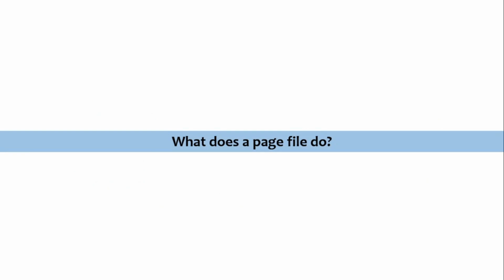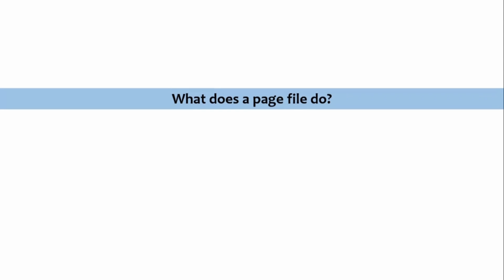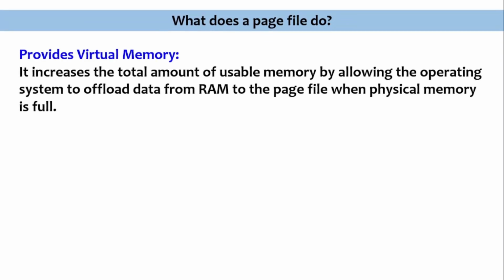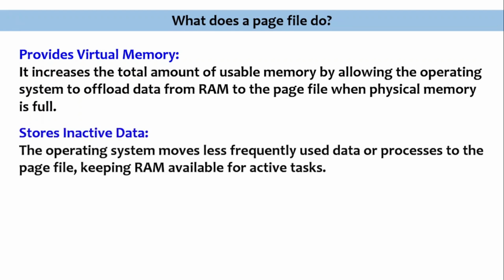So what does the page file do? The page file provides virtual memory. It increases the total amount of usable RAM by allowing the operating system to offload data from RAM to the virtual memory or the hard drive. It stores inactive data. The operating system moves less frequently used data or processes to the page file, keeping the RAM active.